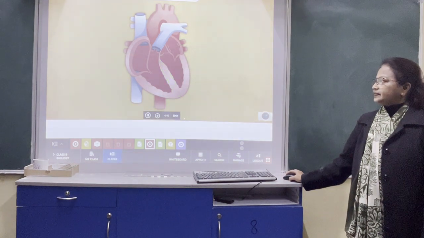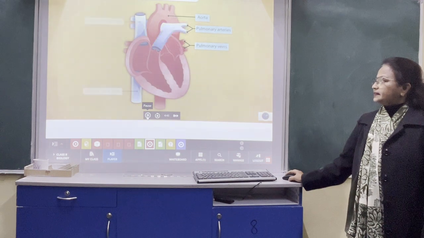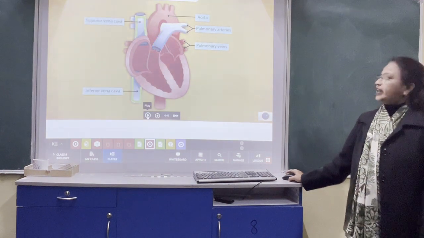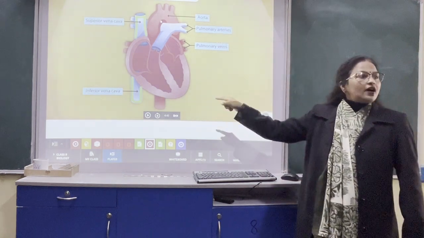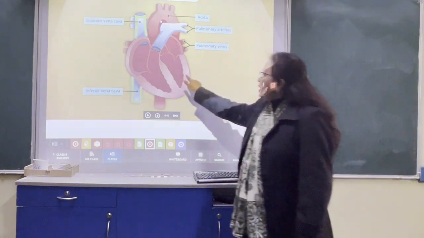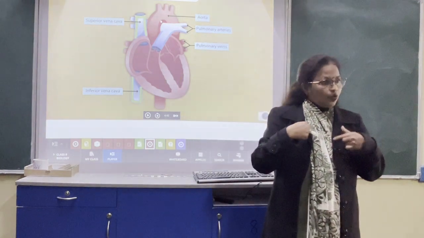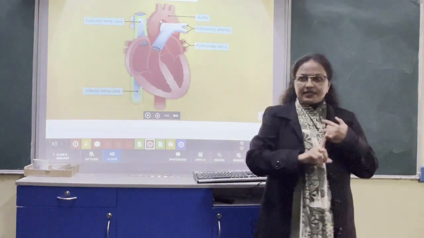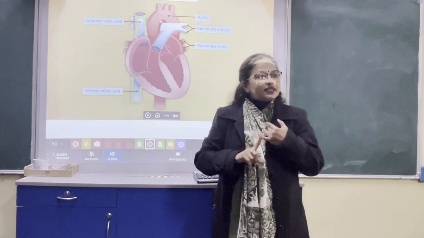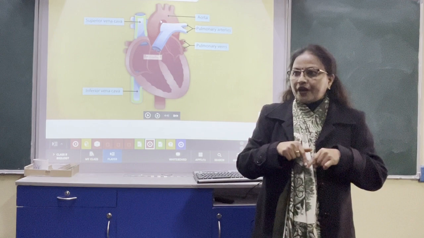The major blood vessels connected to the heart are the aorta, pulmonary veins, pulmonary arteries, and superior and inferior vena cava. Now, it is the main artery that takes the oxygenated blood from the left ventricle to all parts of our body. So that one is taken up by the aorta. Aorta is the largest artery. It carries the oxygenated blood from the heart to all the parts of our body, right?